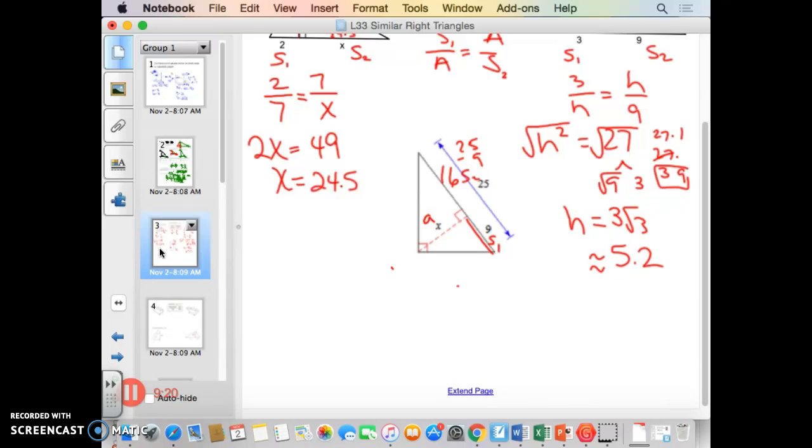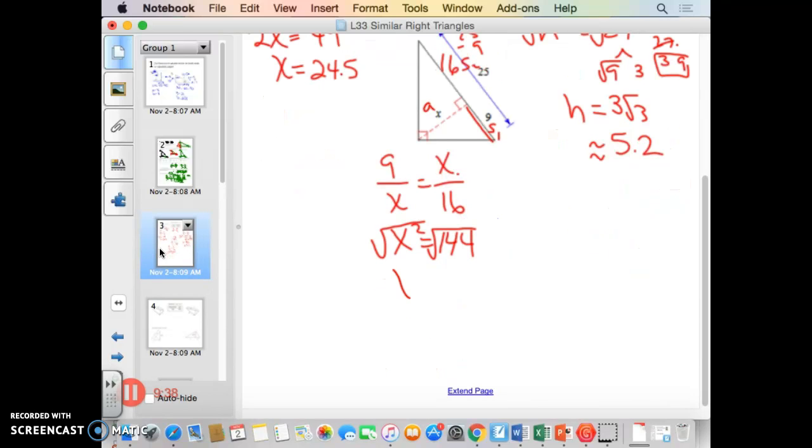So I'm going to do 9 over x equals x over 16. Now I need to know what 9 times 16 is. It's 144. So this would be x squared equals 144. And the beauty of this one is that 144 is a perfect square.